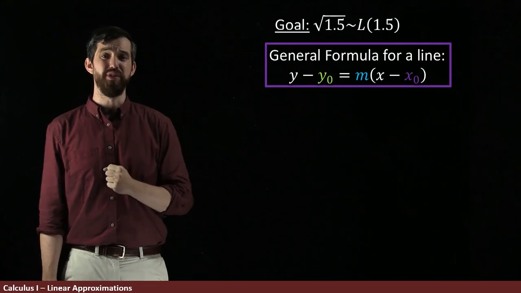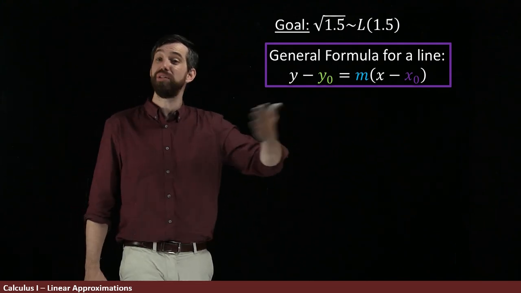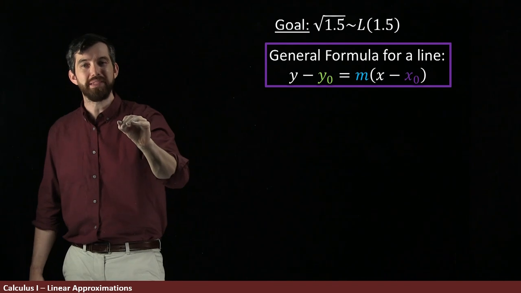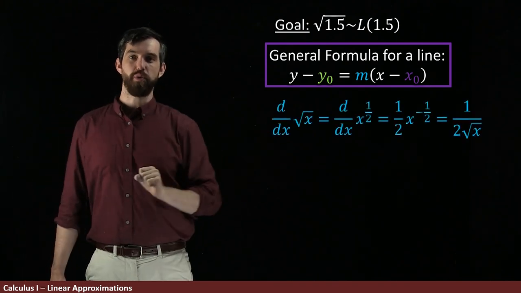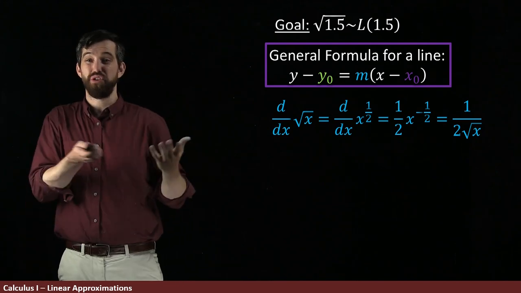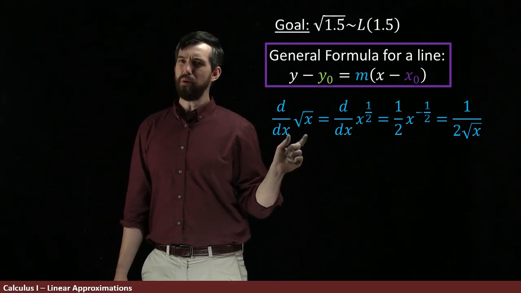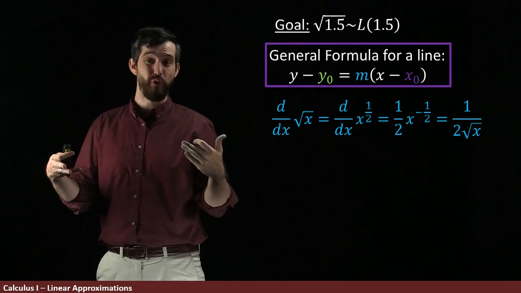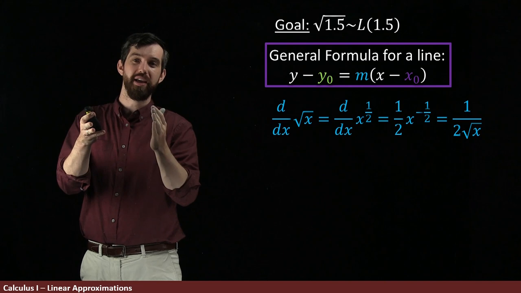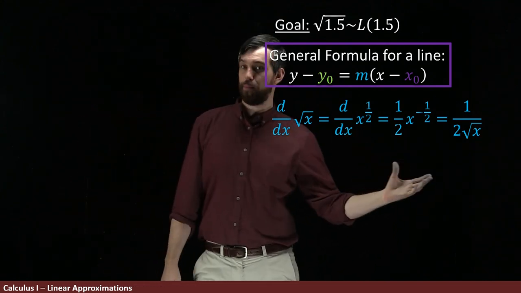So let's try to do this for our scenario. We want to figure out the m. The m is the slope, and the slope is given by the derivative. So what do I need to do? The derivative of square root of x. Easy enough. The only weird trickery is to note that square root of x is really x to the power of 1/2. I like it better in the form x to the 1/2 because then I can apply the power rule.